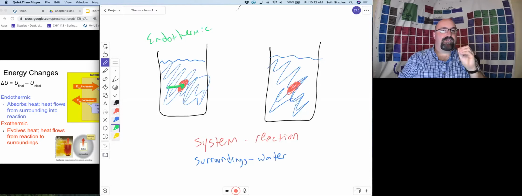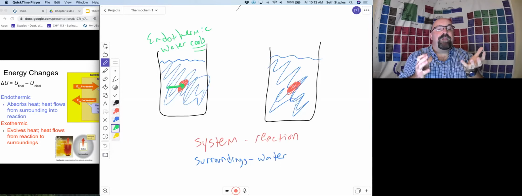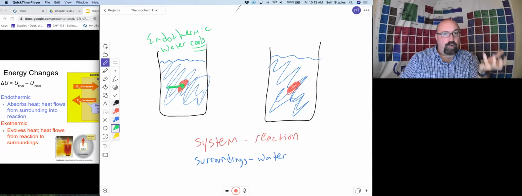Think about the effect that that has on the surroundings. What's that going to do to the water? Our water is our surroundings. Our energy flow is moving into the system, which means our energy flow is moving out of the surroundings. Our energy is flowing from the surroundings into the system. And so the water, in this endothermic reaction taking place in a beaker, is going to get cooler. And you would actually feel that. If you were holding this beaker, if the energy flow was enough, you would feel the surroundings get colder.